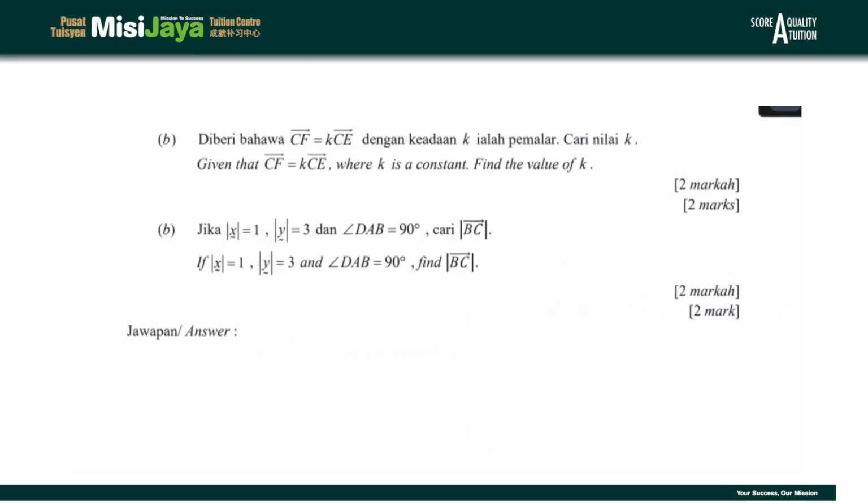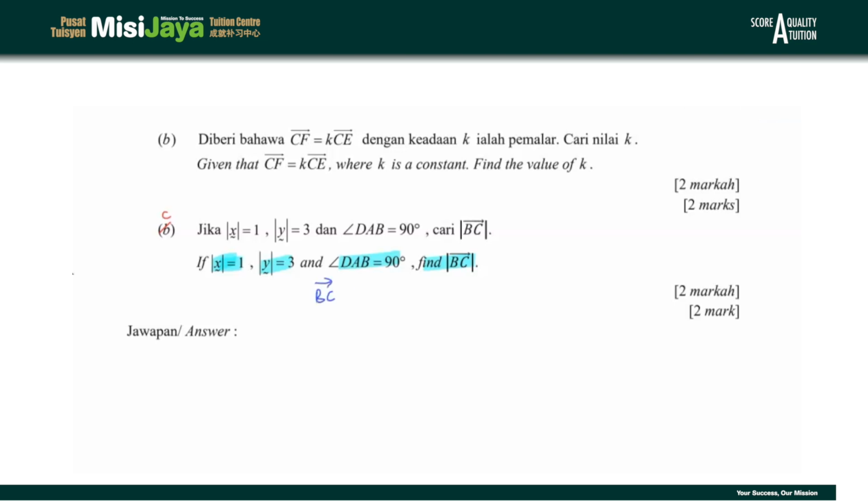Let's look at question C. Okay, C. If modulus x is equal to 1, modulus means it's a magnitude, and magnitude y equals 3, and angle DAB is 90 degrees, find the magnitude of BC. So this is a working, let me show it here.